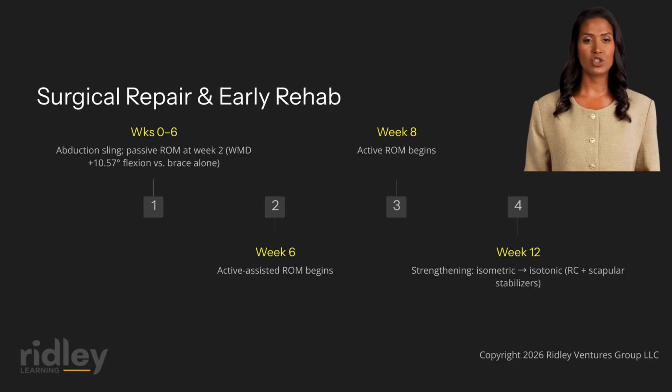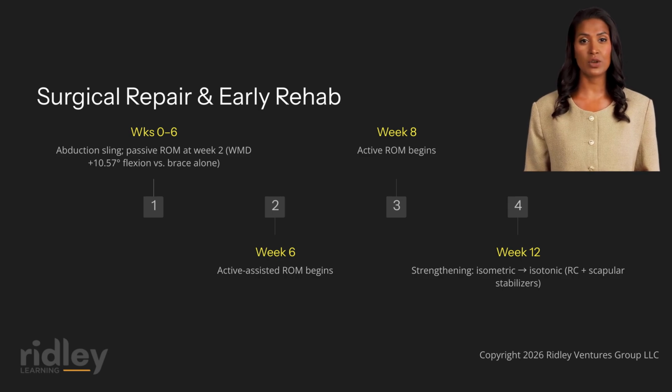The orthopedic surgeon performs arthroscopic rotator cuff repair with double-row fixation, which is associated with higher healing rates compared to single-row fixation. Postoperative rehabilitation follows a phased, criteria-based protocol. During weeks 0 to 6, the patient is immobilized in an abduction sling with early passive range of motion exercises initiated at 2 weeks, which improve shoulder flexion by a weighted mean difference of 10.57 degrees at 6 weeks compared to brace fixation alone.